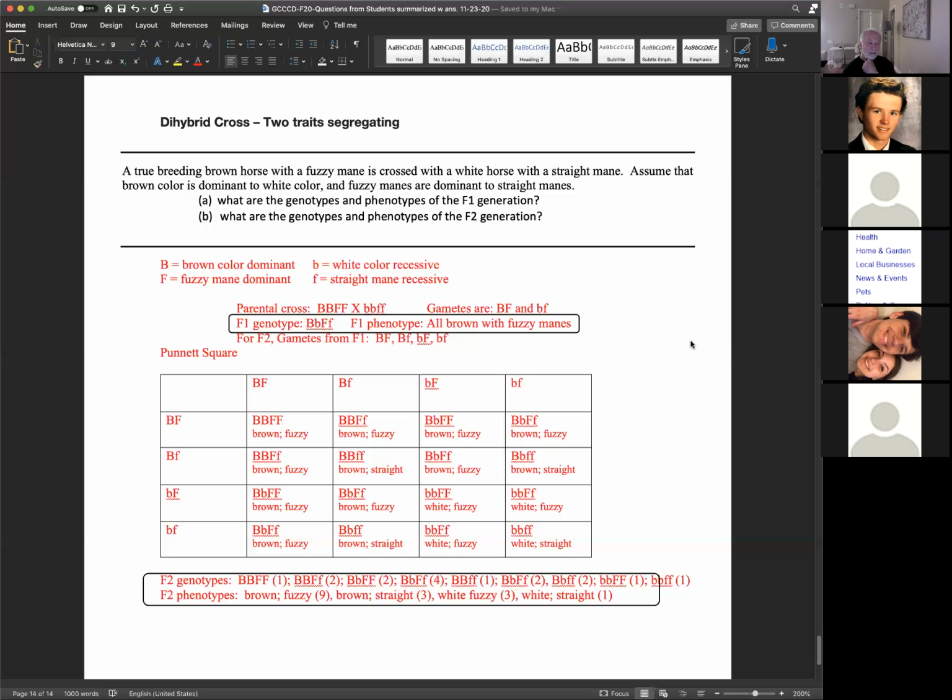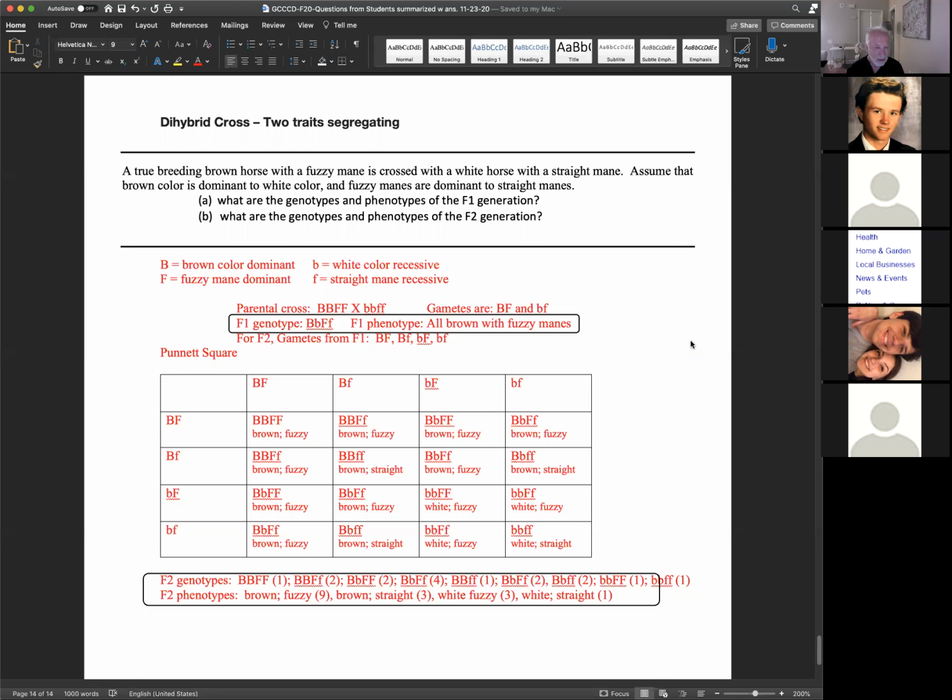But for the F2s, when you're talking about breeding two individuals heterozygous for both traits, they typically will show you a 9:3:3:1 ratio. If we counted them all up, we would have 9 brown and fuzzy, 3 brown with straight, 3 white and fuzzy, and 3... white and straight, we would have 1. You're going to have only one completely recessive individual, homozygous recessive for both traits.